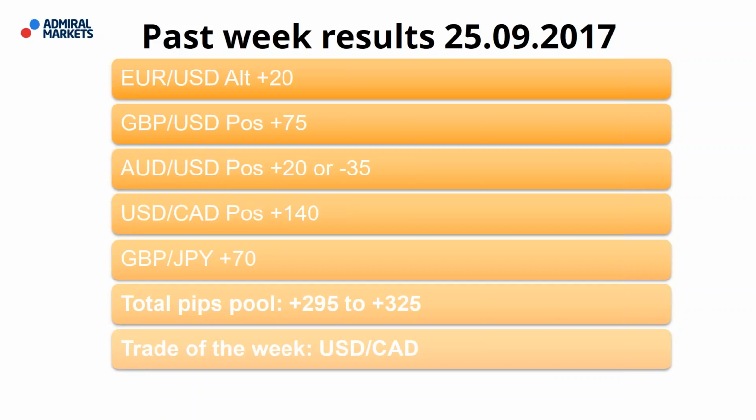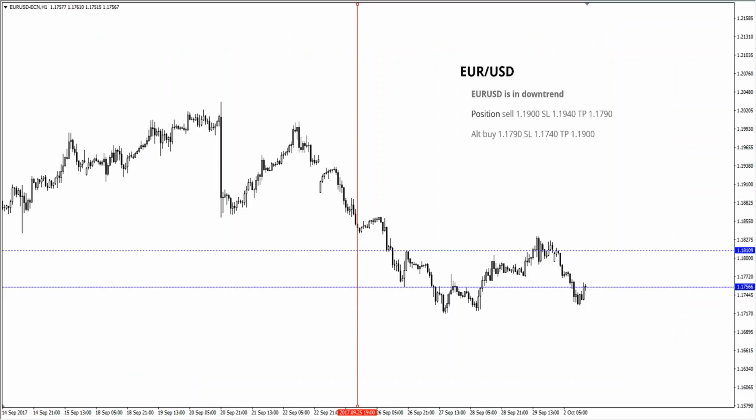Now, let's see what happened with euro dollar. Euro dollar was in downtrend. We had a sell position at 1900. Stop loss was put at 1940. But the problem was, well, we had German elections. So German election result was mainly positive, but the surprise was a right wing party in Germany that actually made it into the parliament after so many years.